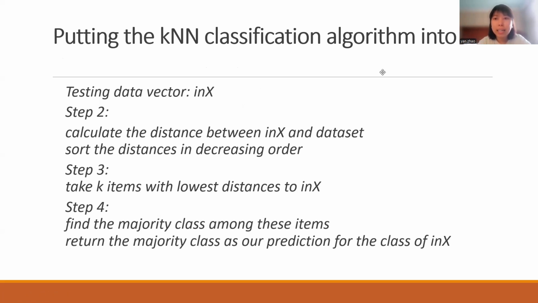Yes, select k nearest neighbors. We need to take k items with the lowest distance. And the final step, what is the final step? Majority vote. Yes, find the majority class among these k items and return this majority class as our prediction for the testing data set. It's perfect. So now we're ready.